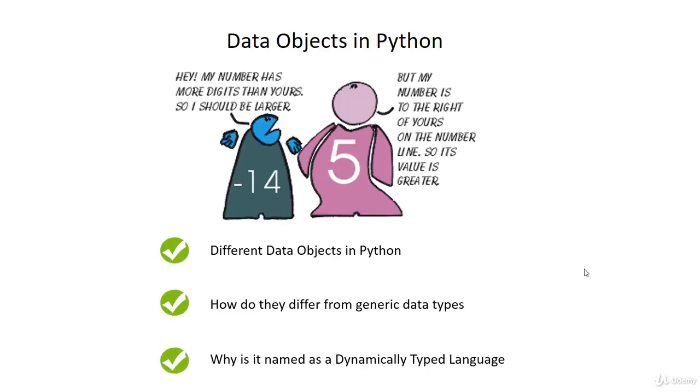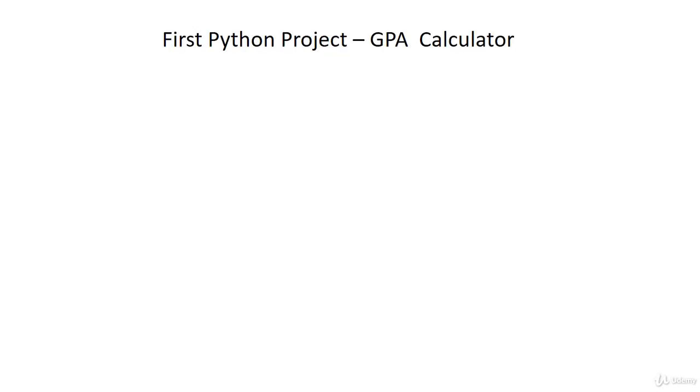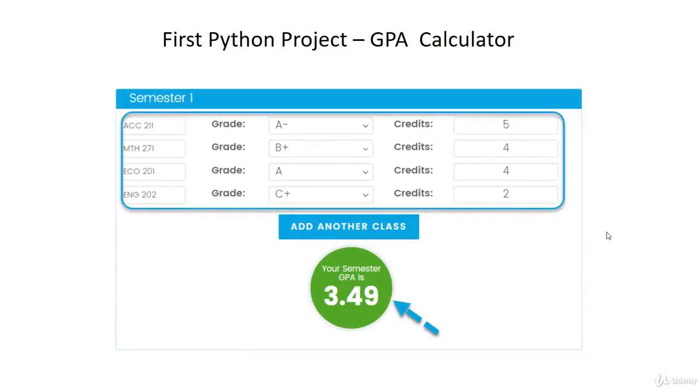Once we finish understanding what numbers are and what different categories exist in Python, we are going to look at our first Python project, which is nothing but a GPA calculator. GPA stands for Grade Point Average, which is assigned to every student in their university.